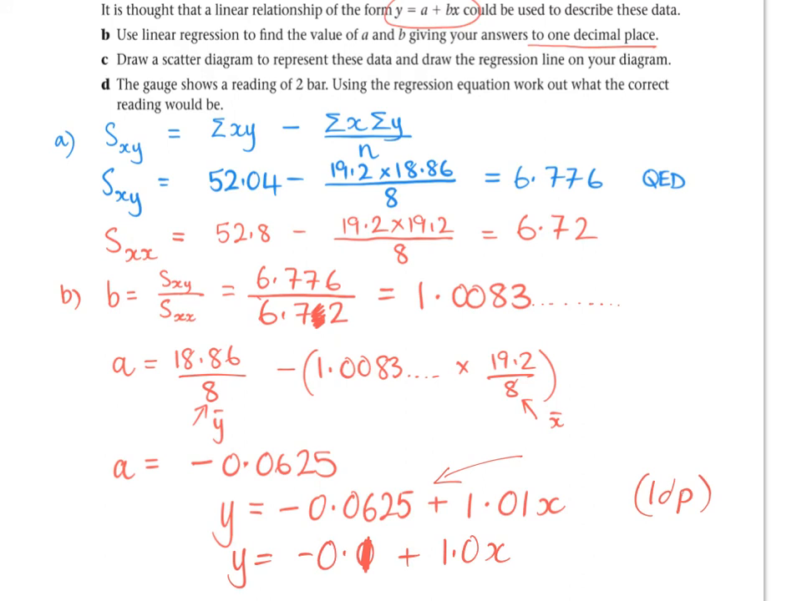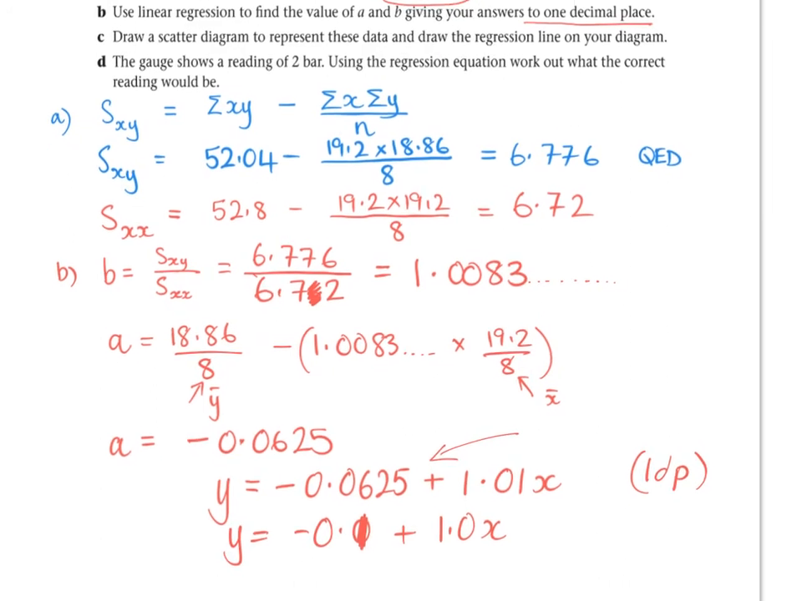Right, the next bit that we want to do is part C. Draw a scatter diagram to represent these data and draw the regression line on your diagram. Squared paper might be useful for that. It's not asked so much to draw that in an exam situation because as you can see the accuracy that you need to draw to this is quite difficult with the graph paper that we've got. It's not got that accuracy. So I'll let you do that by yourself.